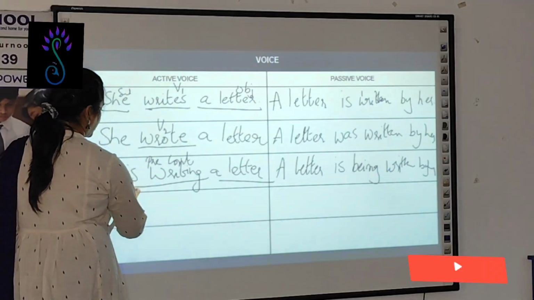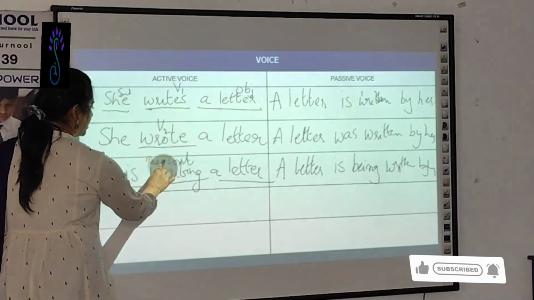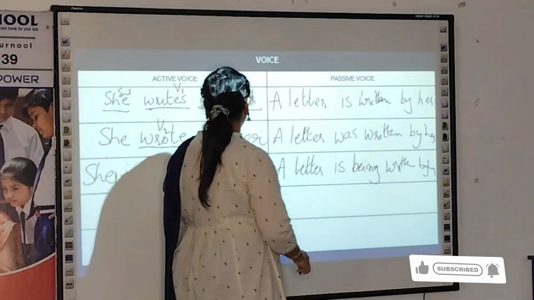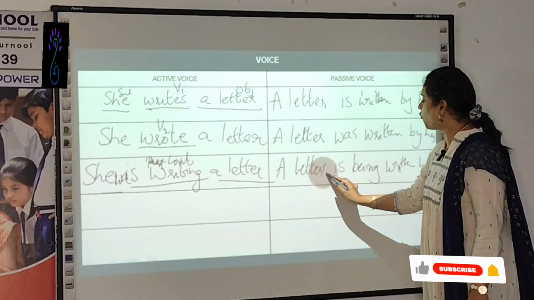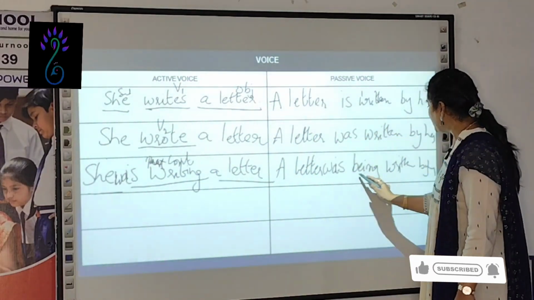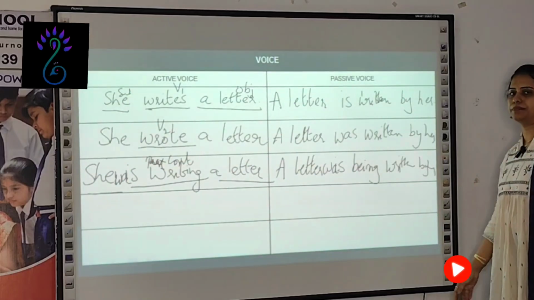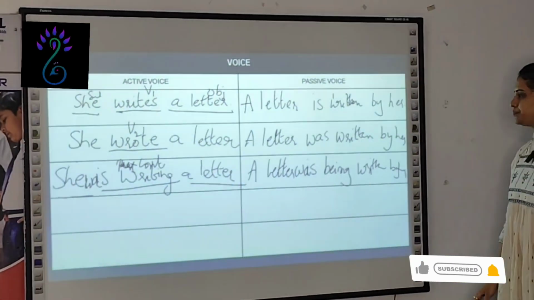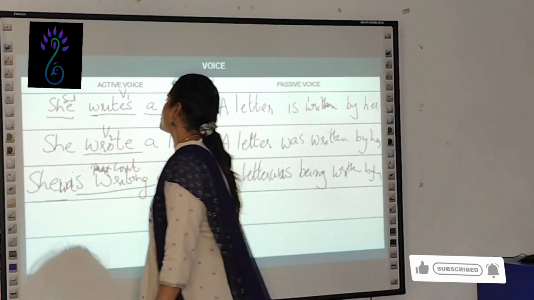షీ వాజ్, ఇప్పుడు ఇది పాస్ట్ అవుతుంది కదా, పాస్ట్ కంటిన్యూస్. షీ వాజ్ రైటింగ్ ఎ లెటర్. ద లెటర్ వాజ్ being written by her. అంటే. Got it? Now perfect tense చూశాం.